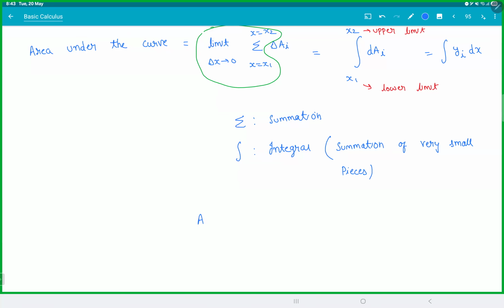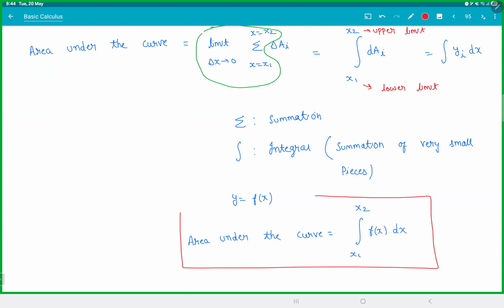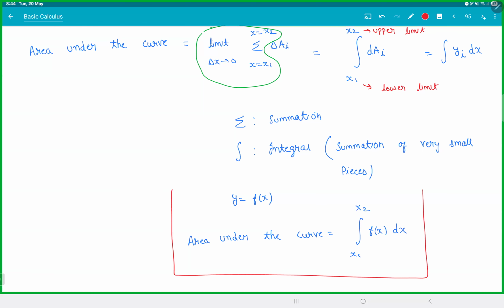So this is how the function looks like. And we know y is equal to f(x). So for a function, the area under the curve, again, we are just lazy to write that limit delta x tends to 0, sigma x1 to x2. We simply put integral and it is understood. You're talking about very small pieces. So area under the curve is given by integral f(x) dx from x1 to x2. That is the meaning. We will see how to write that thing. What will be the results for that?